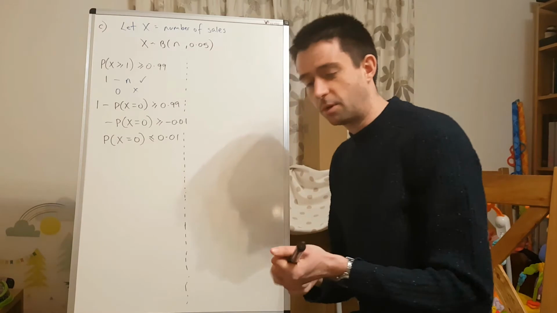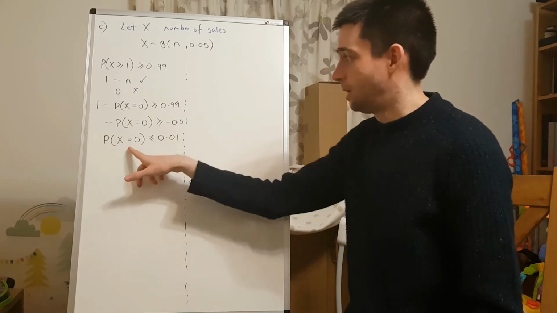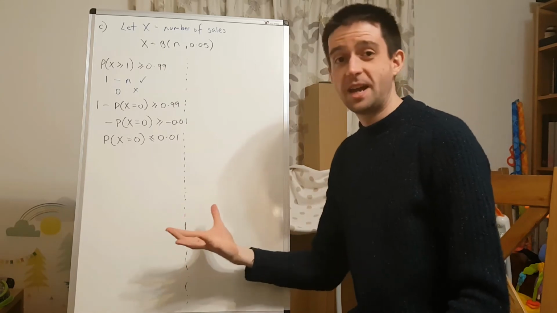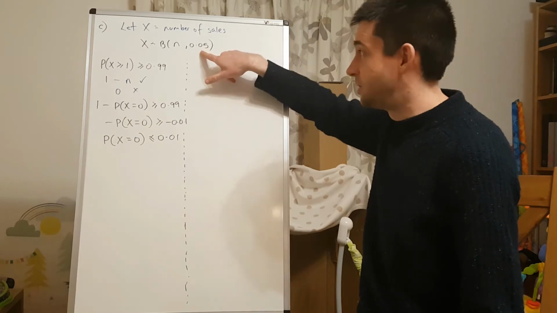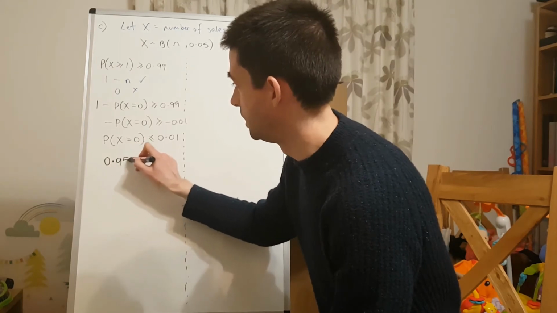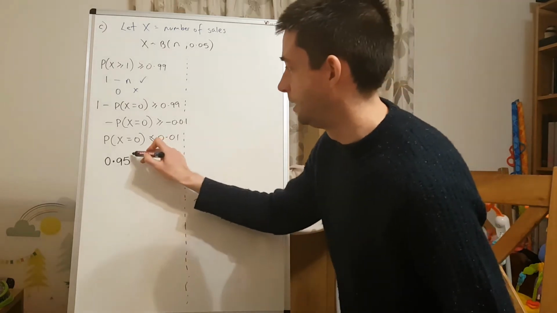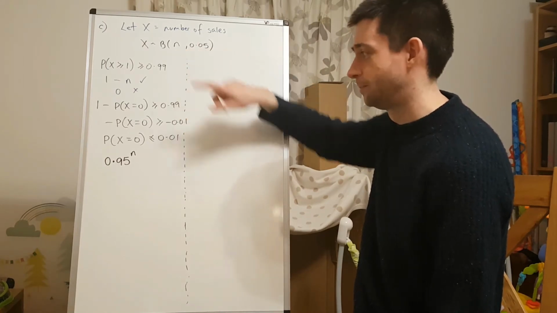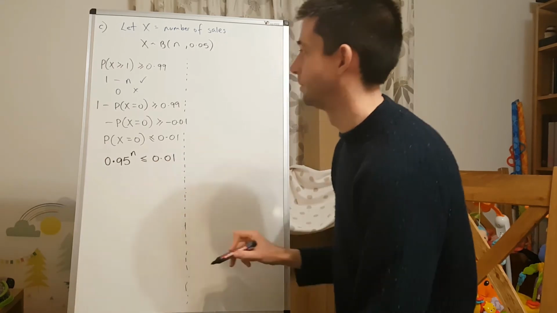Now, to work out the probability that X equals 0, we need to go back to when we very first talked about the binomial distribution. X equals 0 means I'm getting no successes, which means I'm failing every single time. If the probability of success is 0.05, then the probability of failure must be 0.95. And if I'm failing every single time, then I'm failing n times, because I'm failing to sell a car to every single customer that I see. But that has to be less than or equal to 0.01.